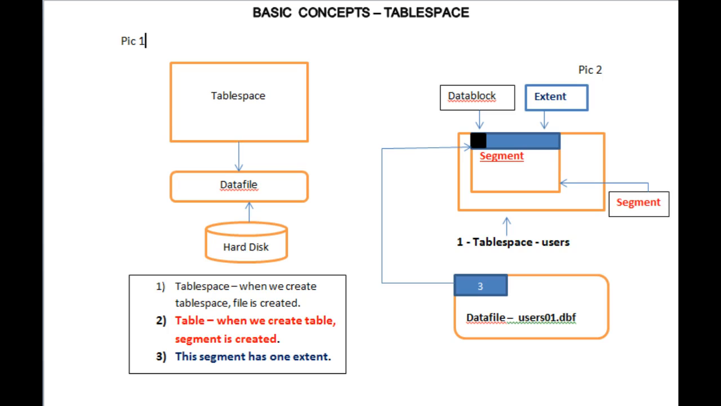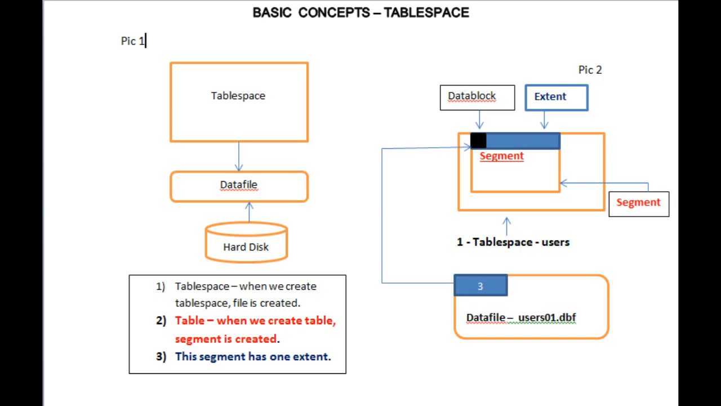Okay, then you can see number 2, that when you create a table, a segment is created on the right. Inside the table space you can see the segment. And you can see that segment has got one extent. Extent is nothing but a piece of space, and this space is coming from the data file below. Can you see point number 3 on the data file? This arrow shows you that the space is coming from the data file. So extent gets space from data file.